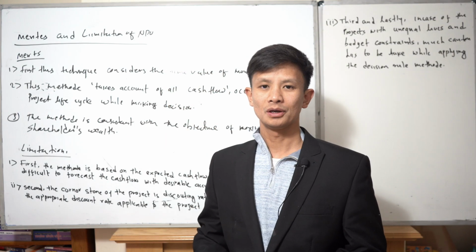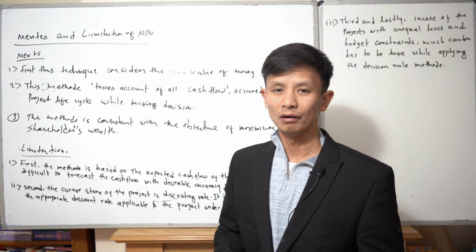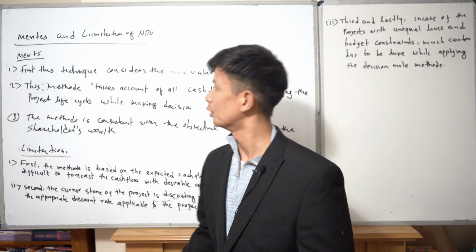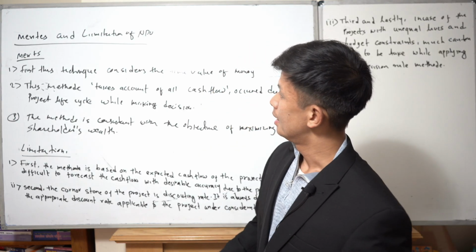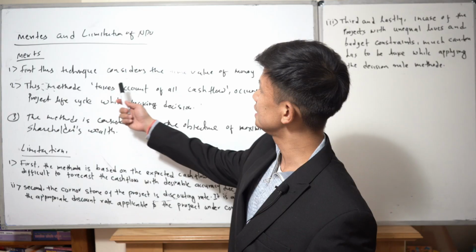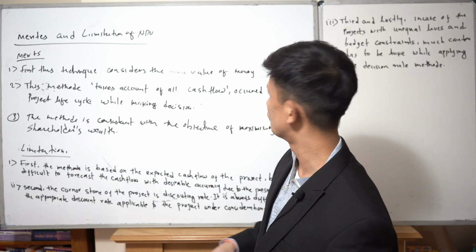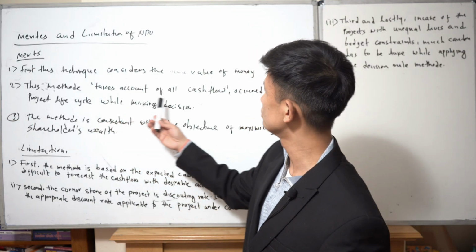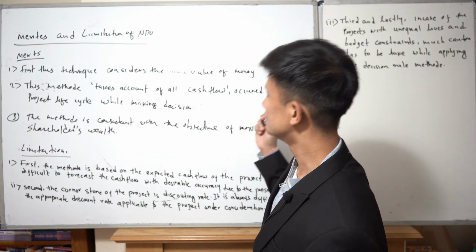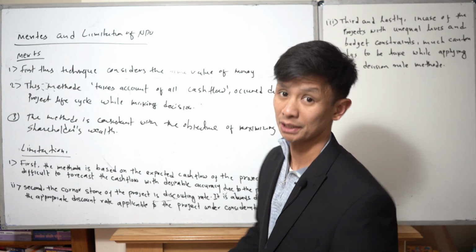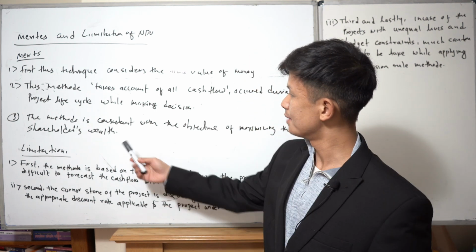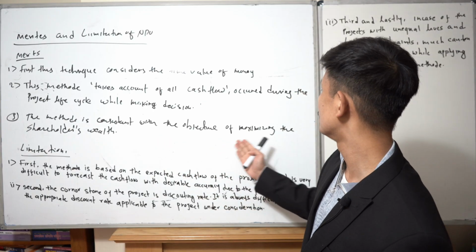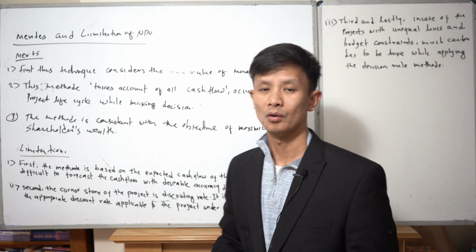Students, now let's have a look at the merits and limitations of the net present value method. Merits, or its benefits, or its good points. First, this technique considers the time value of money. Second, this method takes account of all the cash flows occurring during the project life cycle while making decisions. And thirdly, this method is consistent with the objective of maximization of shareholder wealth.